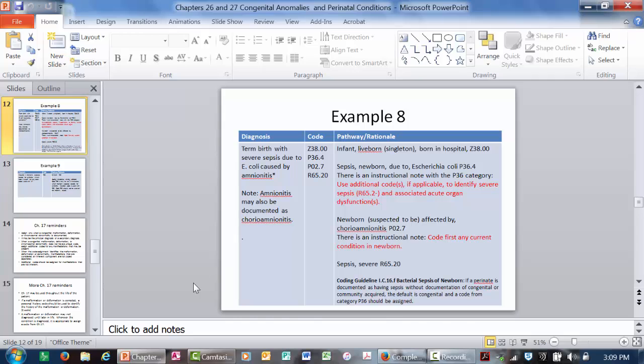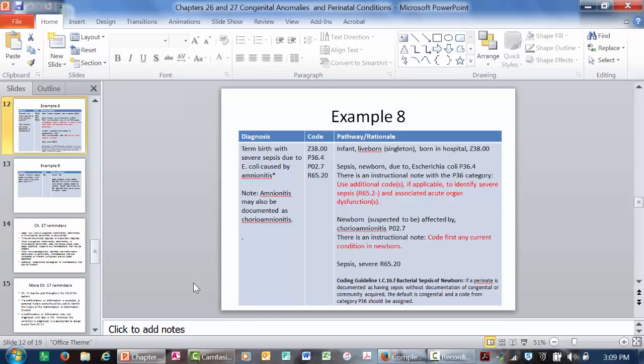The next example is kind of long, but I wanted to just step us through it. It is a term birth, meaning it's not a premature baby, but if the baby's born with sepsis, severe sepsis, the code book does make a distinction between sepsis and severe sepsis. So when those words are used, severe sepsis, you're going to be looking at an R code. And in this case, I give you a little cheat note that amnionitis may also be documented as chorioamnionitis, because in the alphabetical index you need to know that.